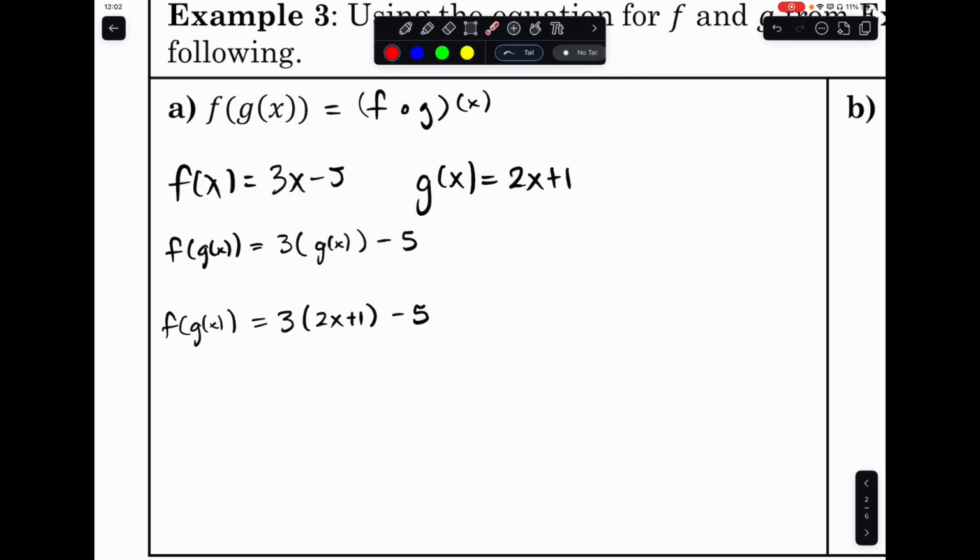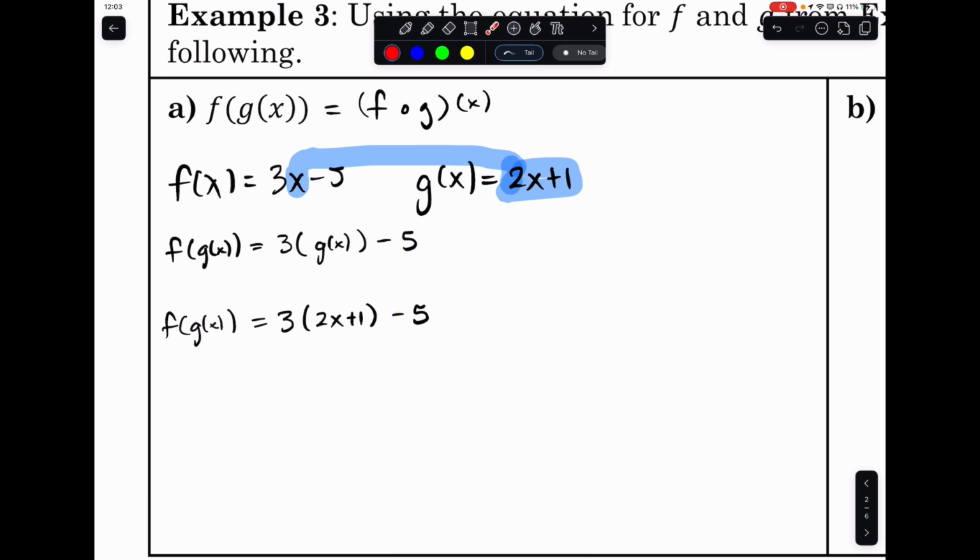So all I'm doing, in very simple layman's terms, to evaluate this composition and figure out what it equals, is take this function of g, and plug that into the x of function f, as indicated here at the bottom. So instead of 3x minus 5, I have 3 times, replacing the x with 2x plus 1, minus 5. And that is your composition.